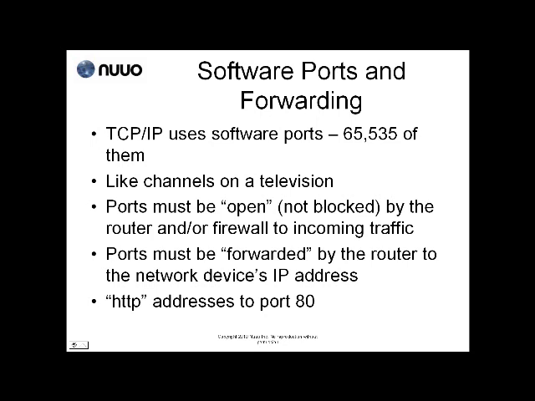Think about the software ports. Think about cable TV. You got one piece of coax coming to your house and you got 250 channels, right? Well, the software ports are just like that, except instead of 250 channels, there's 65,535 channels. So what we're going to do is something called network address translation or port forwarding, where we're going to tell the router that if anybody comes knocking on the door and wants to go to a specific port number, to allow that traffic through and forward it to a specific local IP address.